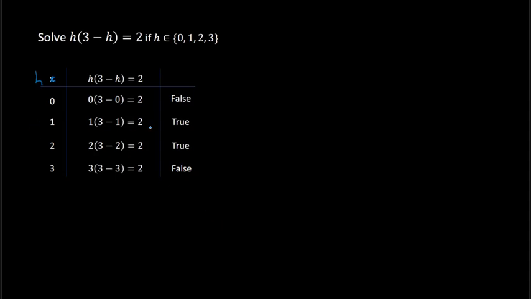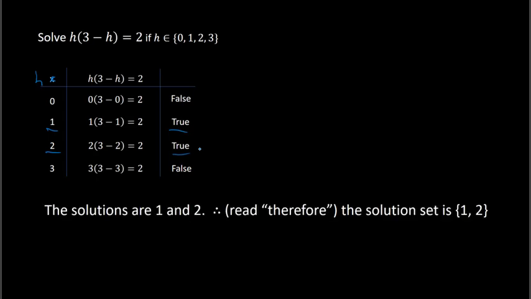So here, when h is 1, we have a true statement, and when h is 2, we have a true statement. So therefore, my solutions are 1 and 2. And if those are my solutions, here's the little symbol for therefore. Therefore, the solution set is written with braces, and then 1 and 2 listed out.